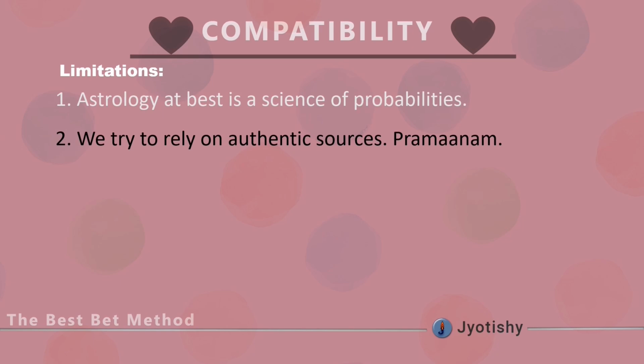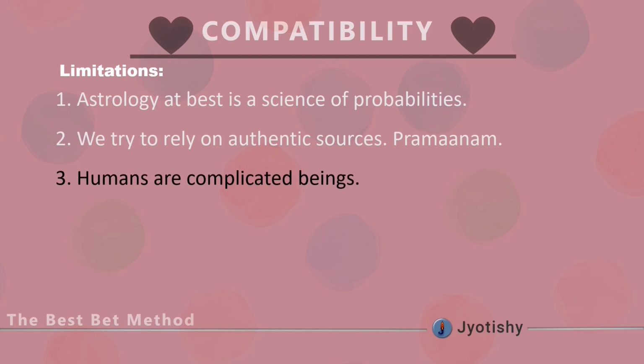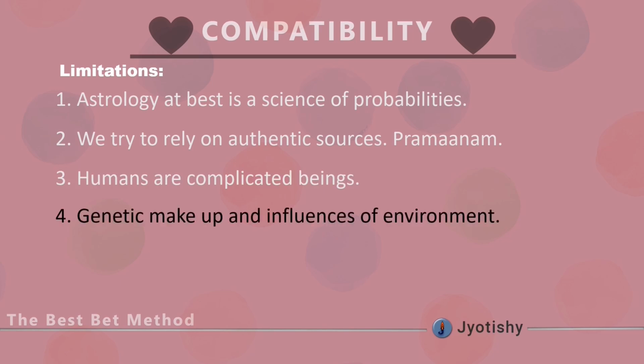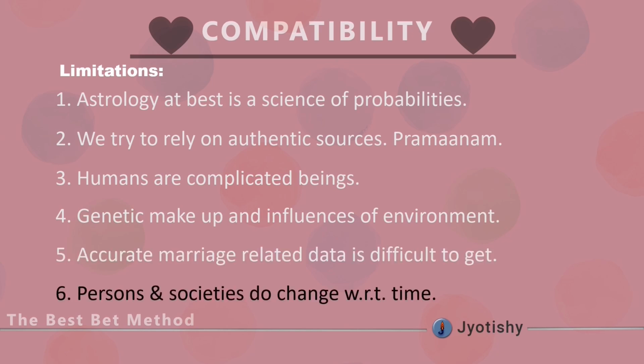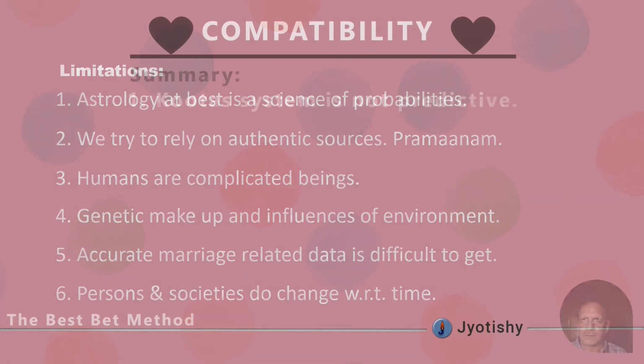That is called pramanam. Then human beings are complicated. So marriage related, we cannot forget the genetic makeup and influence of environment will have a big bearing on people. Then accurate marriage related data is difficult to get because people don't really tell you the truth. Persons and societies do change with respect to time.